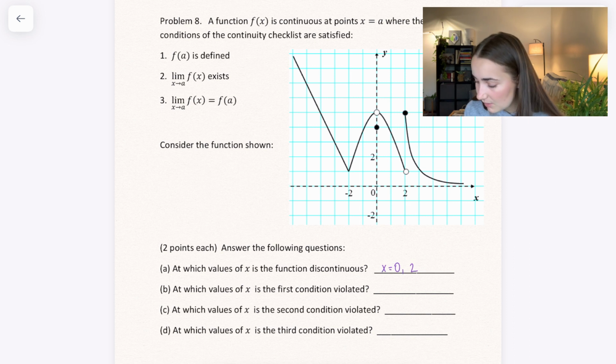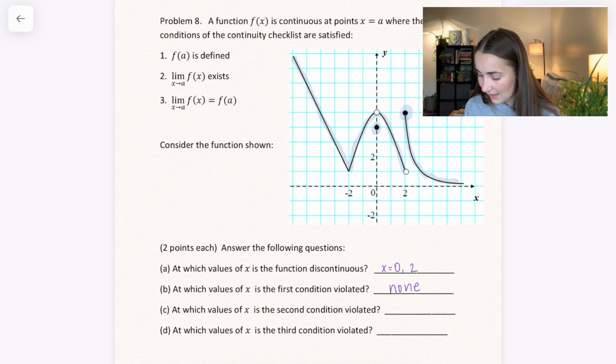Part B, at which values of x is the first condition violated? So are there any values where f of a does not exist? So again, looking through, it looks like I'm existing. I continue existing. I do exist at x equals 0, so I'm good there. Continue existing, and at x equals 2, I have a filled in hole, and then I continue existing. So there's actually going to be no value, so I'll write out none.